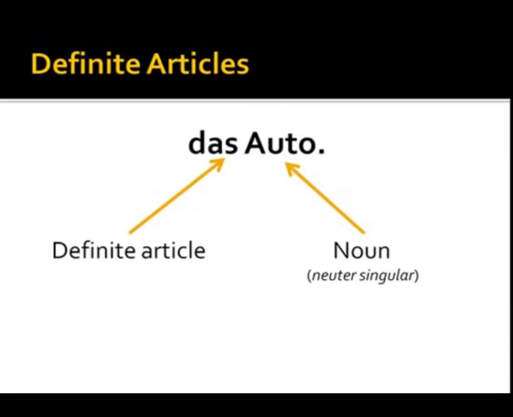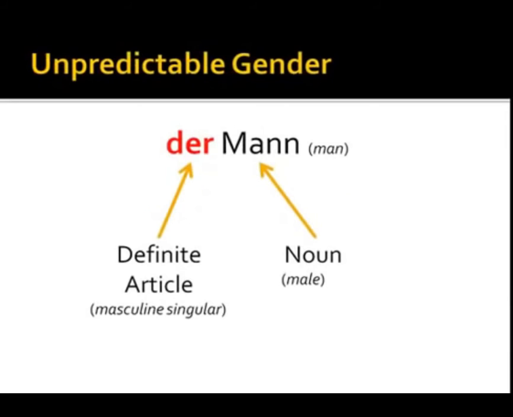Now, the problem here that maybe you already see is, well, how do I know if a noun is going to be masculine, feminine, or neuter? Sometimes it's easy for us to assume that, or it makes sense. For instance, this example, der Mann. We're talking about a man, and logically, the man is going to be male. In this sense, German supports us in our assumption. The definite article is masculine singular, indicating that the noun that follows it is going to be masculine singular. And indeed, it's a male that we're talking about, so that makes sense.